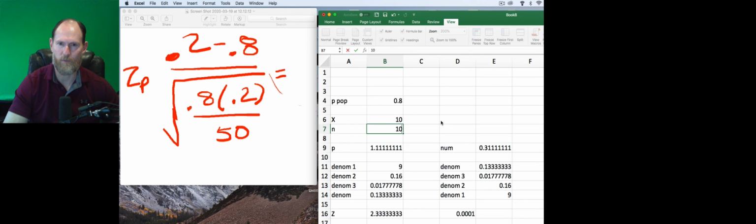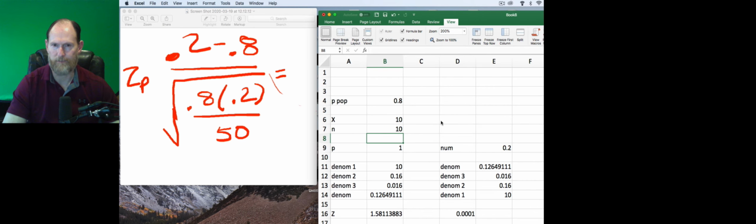We see that in this value of P down here is 1.11. We have a proportion of 1.11. Well, in this context, that doesn't make sense. So n could be 10, but it can't be less than 10. Okay, could be 11, could be 12, could be 13, and so on and so forth.